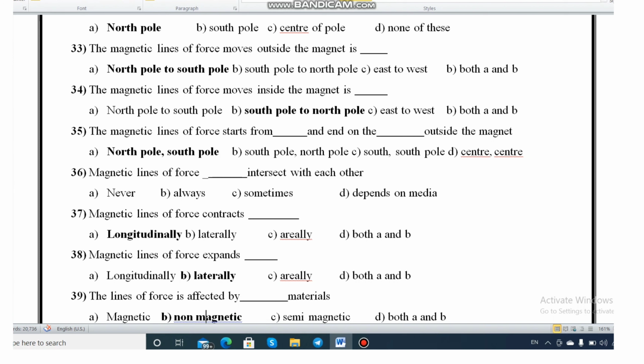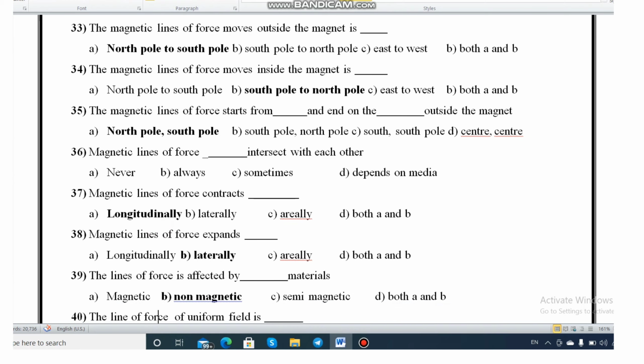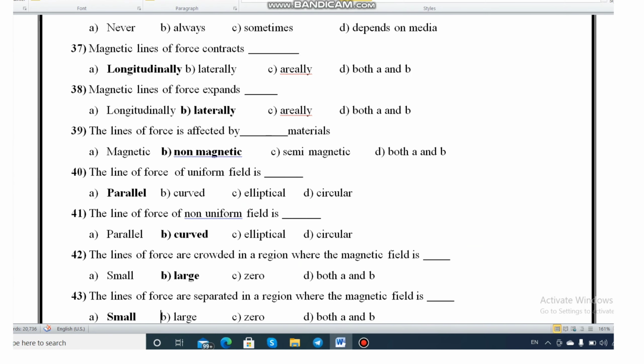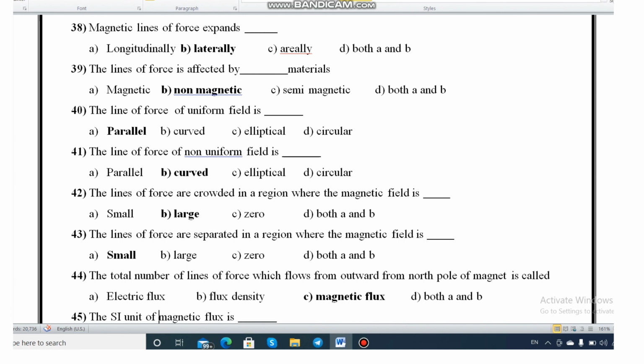The magnetic lines of force contract longitudinally. The magnetic lines of force expand laterally. Question number 38, they expand laterally. Then question number 39, the lines of force are not affected by non-magnetic materials. The lines of force of a uniform field are parallel. The lines of force of a non-uniform field are curved. The lines of force are crowded in a region where magnetic field is large. The lines of force are separated in a region where magnetic field is small.